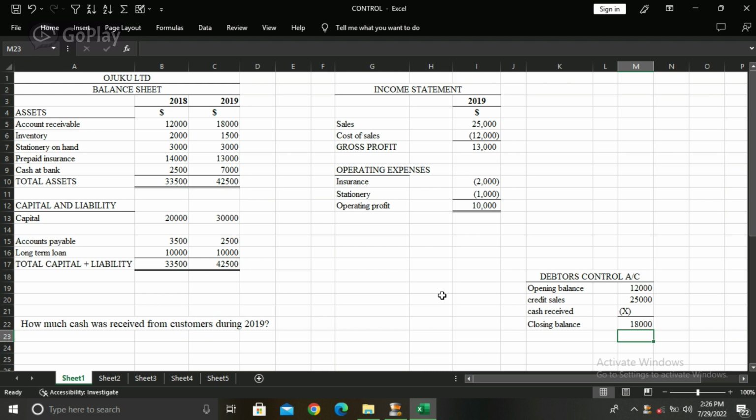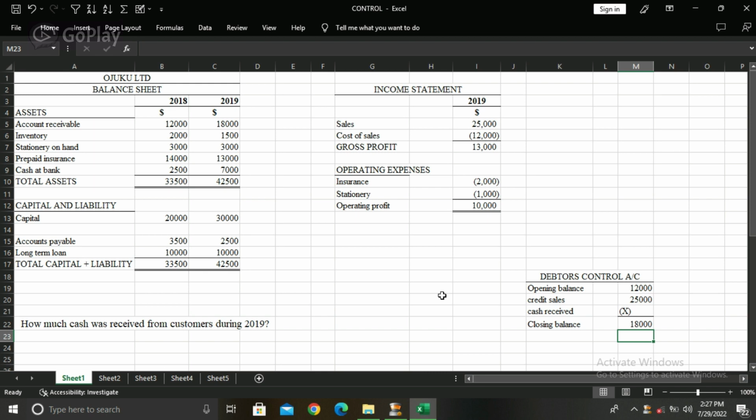So how many bags of maize did you consume? Automatically you consume 4 bags of maize, because at the start you were having 2. He bought 5, making 7. Then at the end you were having 3. So it means you consume 4. Likewise, if at the end of the year you are having only 1 bag of maize, it means you consume 6. The same thing we are applying here.